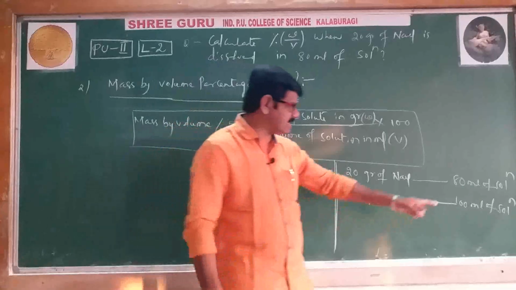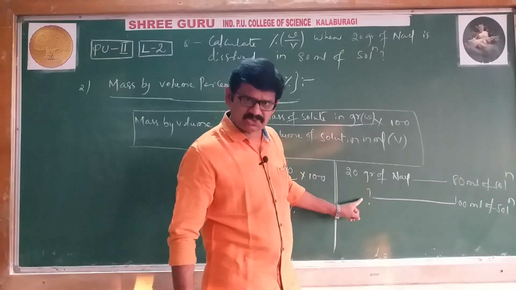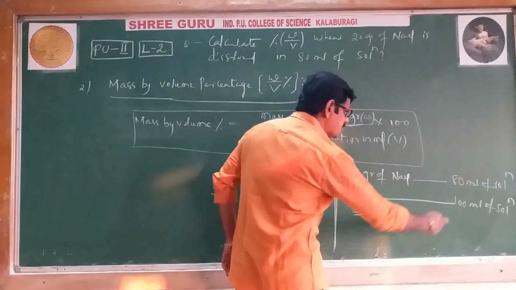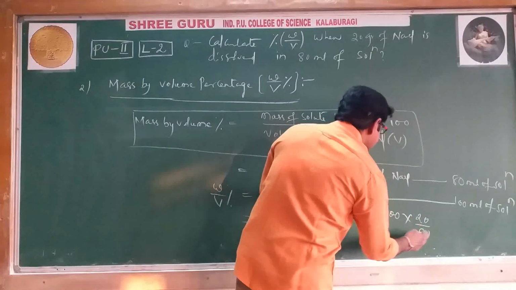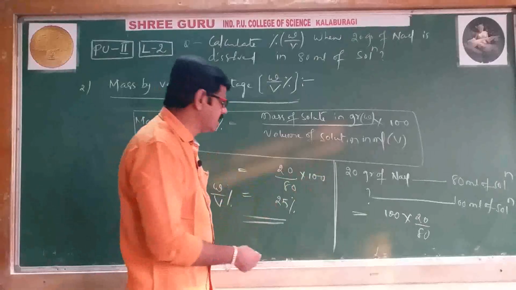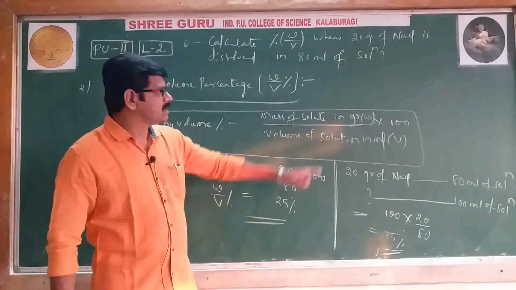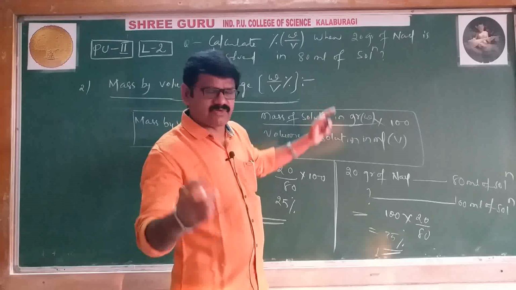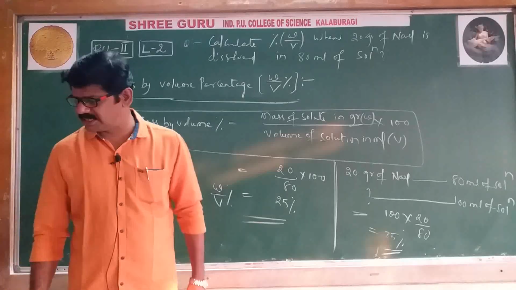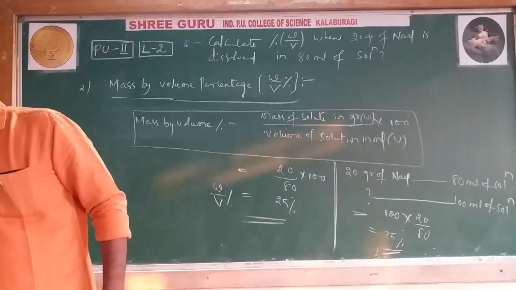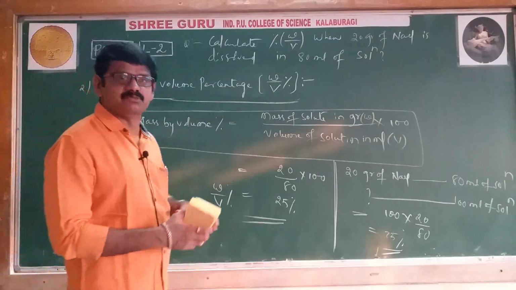Because percentage is nothing but for 100 milliliters, how much amount of sodium chloride, nothing but solute, is present. That is equal to 100 into 20 divided by 80, the same value we are getting again. Your answer is 25%. Like this also we can calculate: 20 grams present in 80 ml, then for 100 ml, how much? That is only mass by volume percentage. Till now we have completed two concentration expressing terms: one is volume percentage, one is mass by volume percentage.